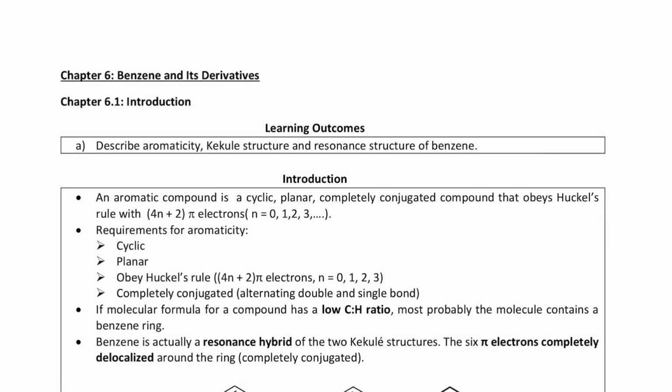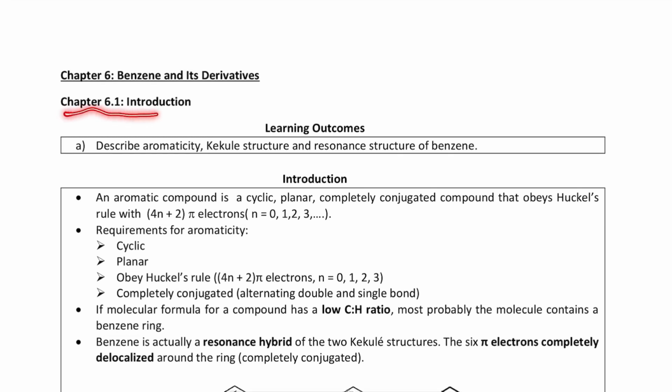So, jom kita belajar chapter baru which is chapter 6, Benzene and its derivative. Okay, so chapter 6 ada 6.1, 6.2, 6.3. Chapter 6 ni agak pendek lah, cuma mekanism dia banyak, ada 4. Okay, right, tak apa. Kita fokus on chapter 6.1 and 6.2 dulu.